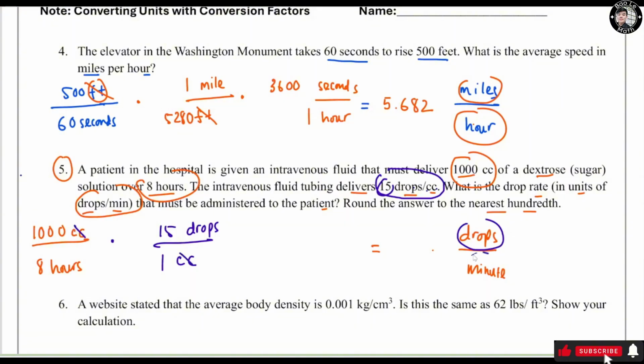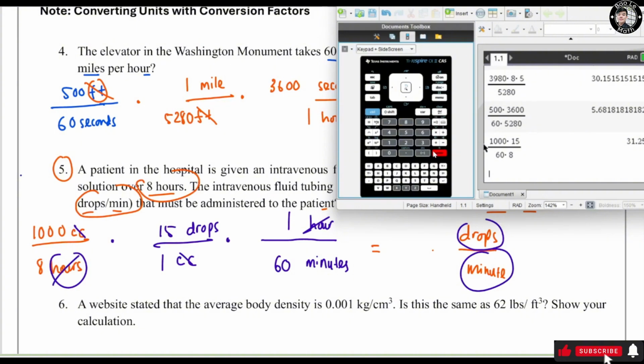Now we need minutes, we don't need hours, right? So we're going to put hours on the top and minutes on the bottom, so then this cancels out, right? We know that 1 hour is 60 minutes, right? It's going to be 31.25.